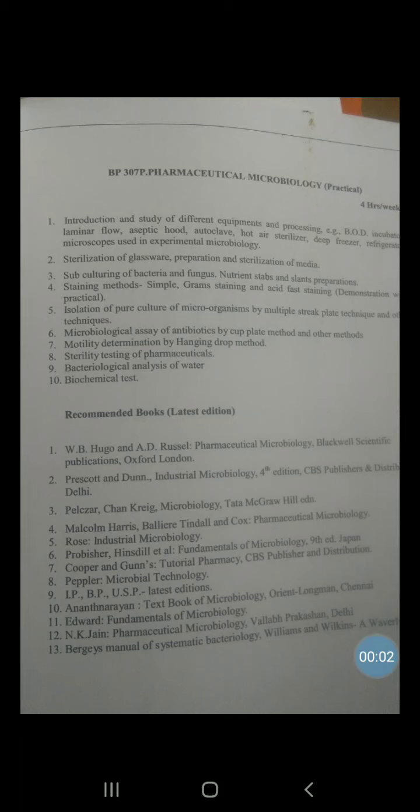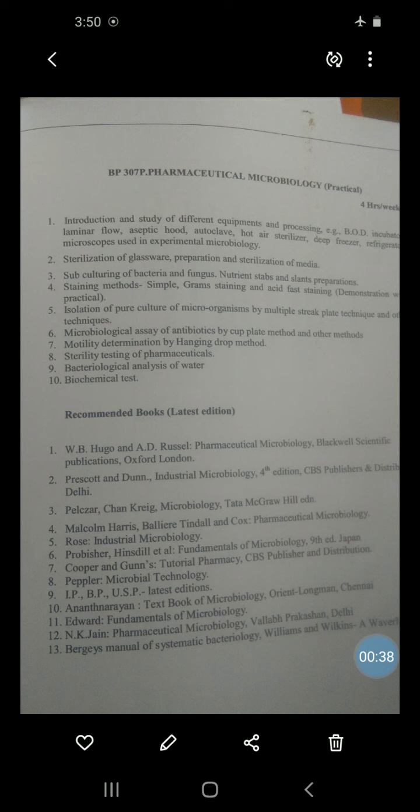Good morning, friends. In the last practical, I discussed the determination of motility by the hanging drop method. In today's practical, we will see the next practical, that is the study of morphology of bacteria by use of acid fast staining, or the Ziehl-Neelsen staining method.